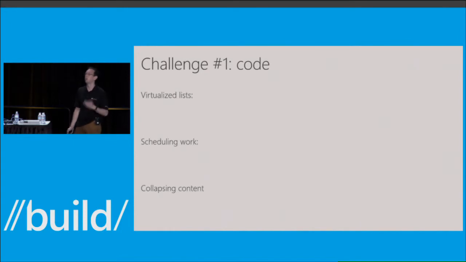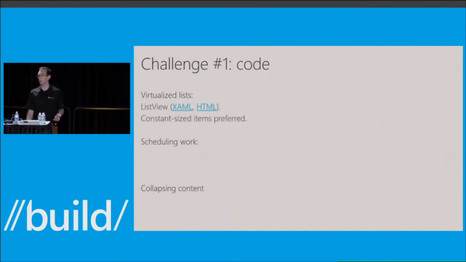So first of all, for virtualized lists, I'm not going to dig into that too much right here. There's a lot of great content on XAML and HTML list views and grid views. There's a lot of great sessions. There's a session for XAML list and grid view at 5 o'clock, parallel to a session for HTML, the WinJS framework, including the list view and grid view, again, at 5 o'clock today. So I encourage you guys, if you're interested, go and attend those talks. One key note here is that constant size items, if you use the virtualized lists, that's preferred. That can be much more efficient.